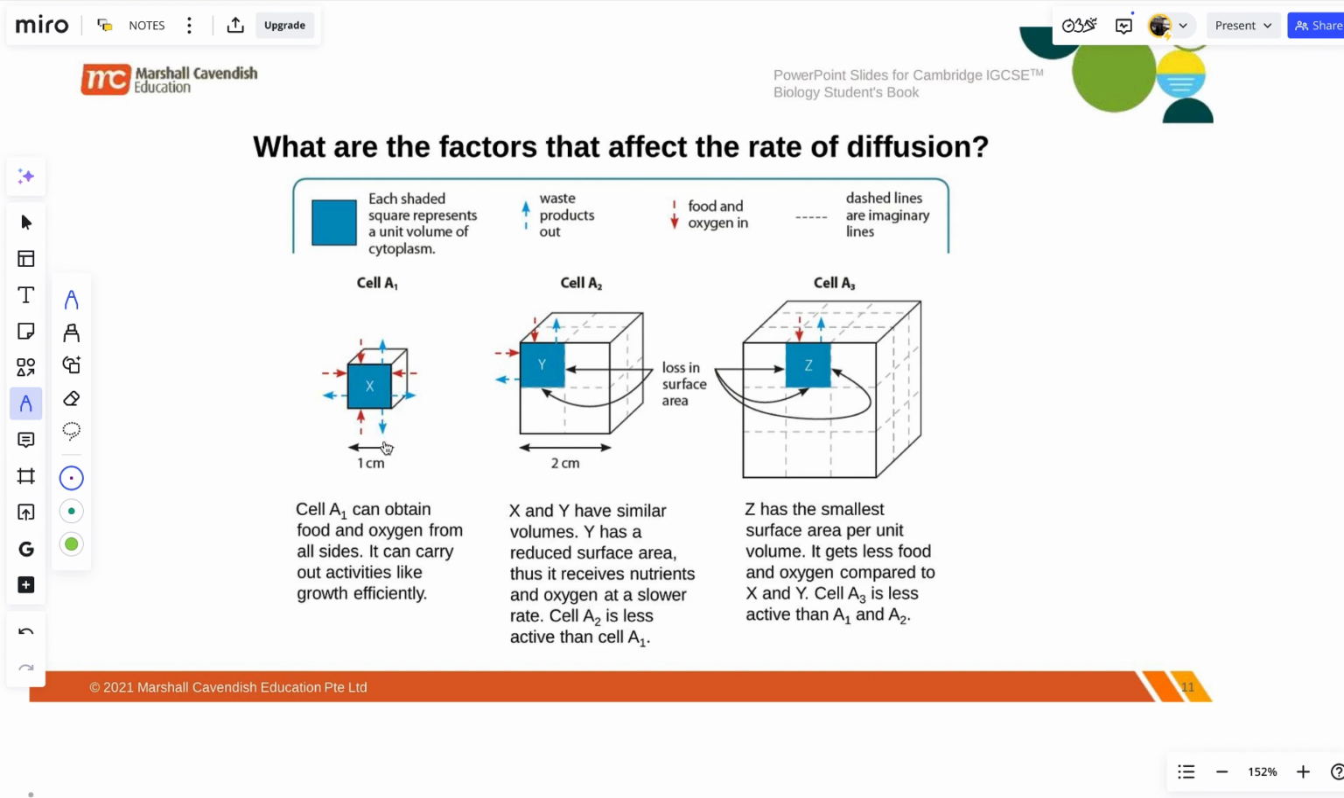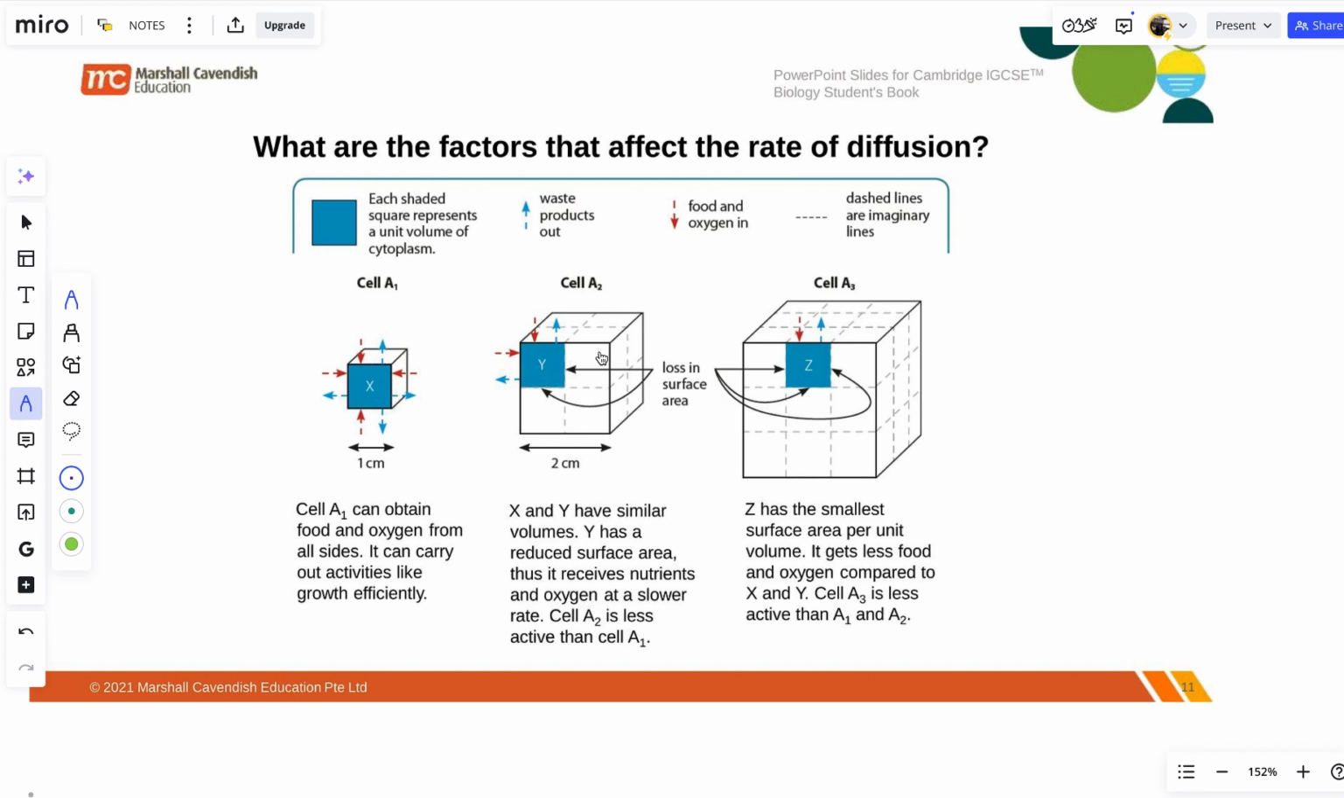The blue one shows that waste products like carbon dioxide and other things are generally going out of the cell. The dashed lines are the imaginary lines. Now, cell A1 can obtain food and oxygen from all sides, and it carries out activities like growth very effectively and efficiently, because all sides already represent the whole face.